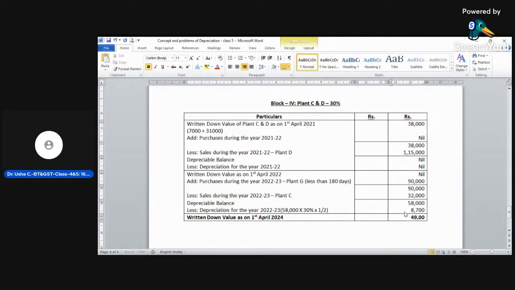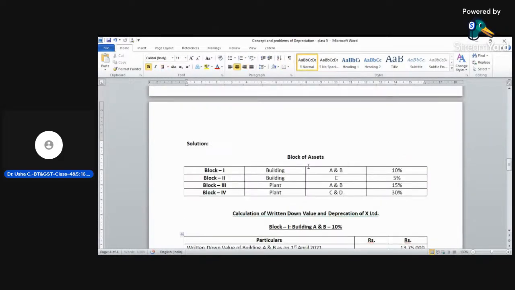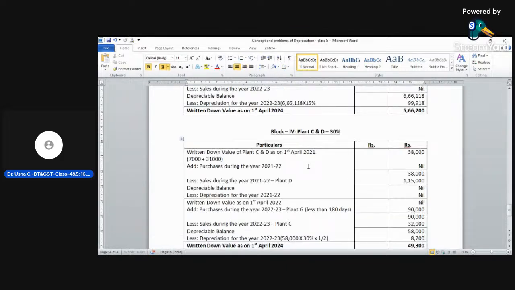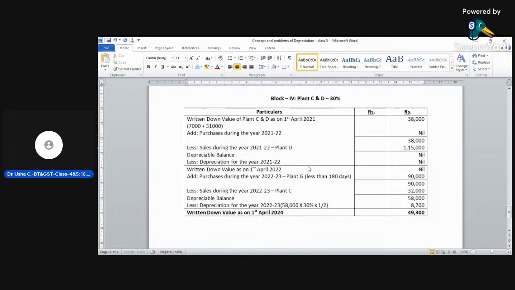Correct. 49,300. This is the WDV as on 1/4/2024. Everyone understood? Is there any doubt for anyone?